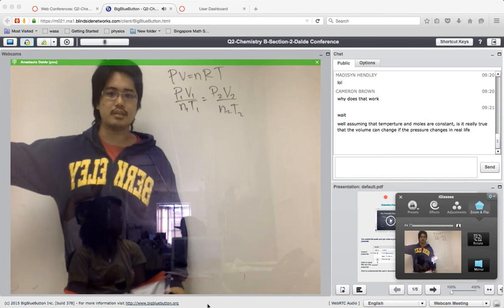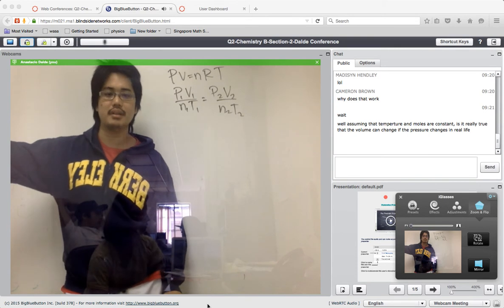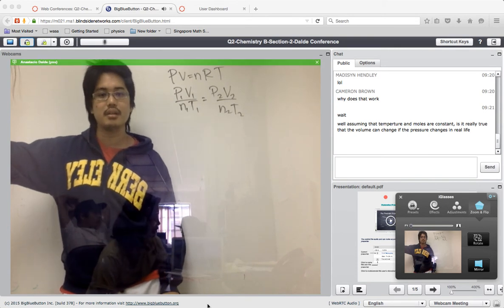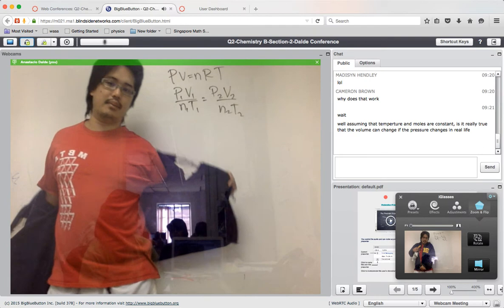Why does what work? Assuming that the temperature and moles are constant, is it really true that the volume can change if the pressure changes in real life? Yes, absolutely. The answer to that question is absolutely yes.